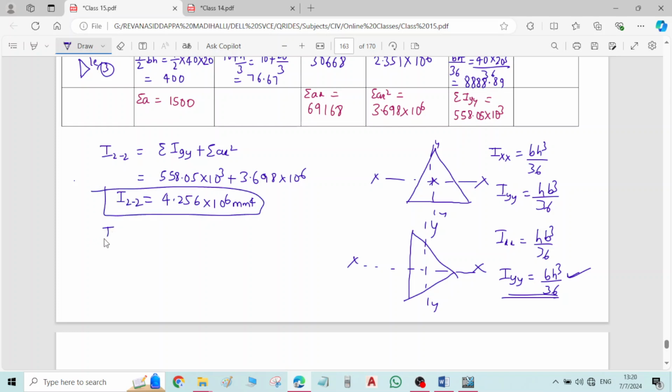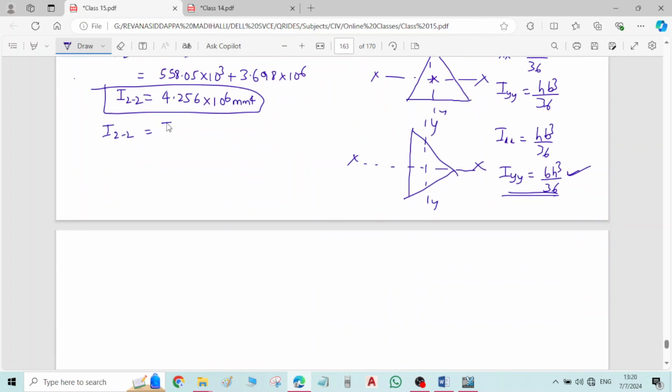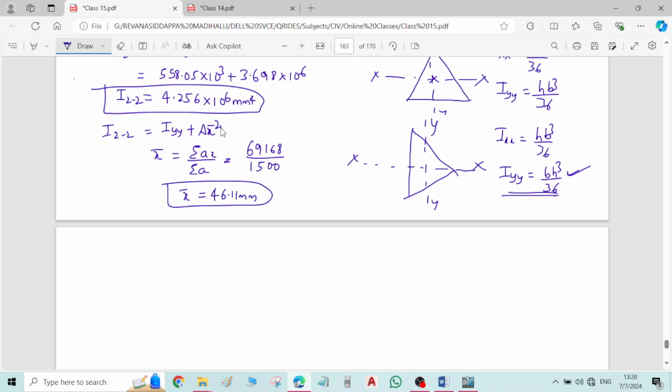Okay, we have one more formula. Second formula, that is IYY plus A into x bar square. First you find the x bar, which is equal to sigma AX divided by sigma A. What is sigma AX? It is 69,168 divided by 1500. Therefore x bar value that we get is 46.11 millimeter. Now substitute in this formula.